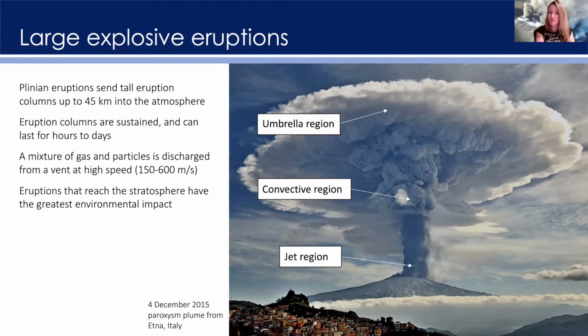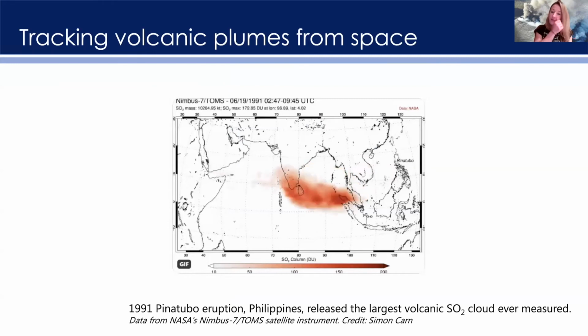They are made up of different regions. So we have the jet region at the base, which is sustained by kinetic momentum from gas expansion. We then have the convective region, where the plume has entrained enough air from the surroundings to become buoyant. We then have the umbrella region, where the plume spreads laterally because it reaches a level of neutral buoyancy with the atmosphere. So it's no longer favorable for it to rise higher, so it then spreads laterally. Next slide, please.